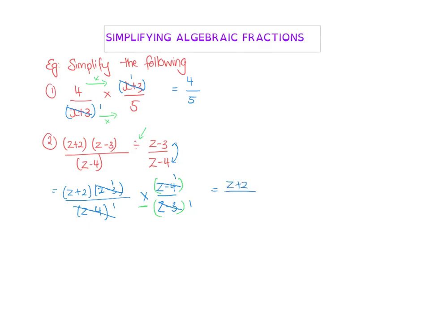I've gone across this way. And then I've got 1 times 1, which is 1. So you don't need to have it as 1. I can just write it ends up being z plus 2.